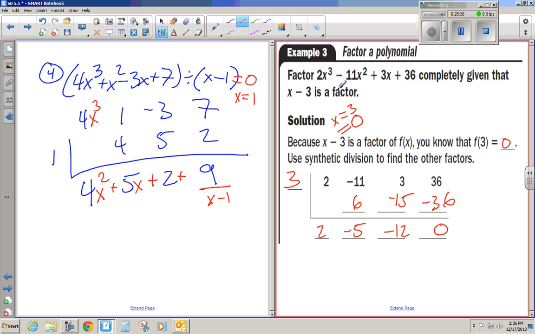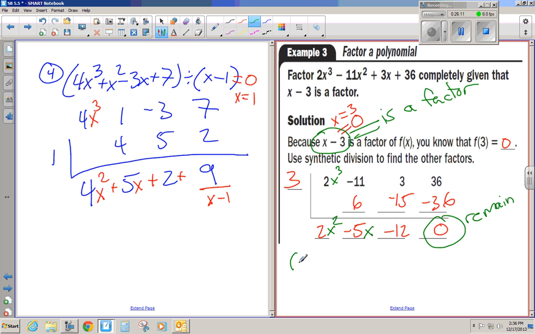And so what we have now, since the remainder is 0, then you know this right here is a factor. And what we went from is a 2x cubed to a 2x squared minus 5x minus 12. We have to factor this completely. So we've already factored out an x minus 3. So we now have x minus 3, and now 2x squared minus 5x minus 12.